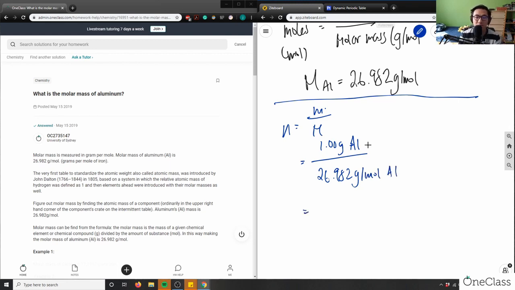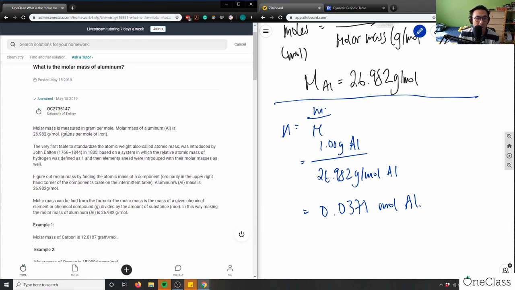Let me get my calculator. So it's 1 divided by 26.982, which would give us the moles of aluminum in 1 gram, 0.0371 moles of aluminum. And we know how to use these stoichiometric problems to solve for a question here.